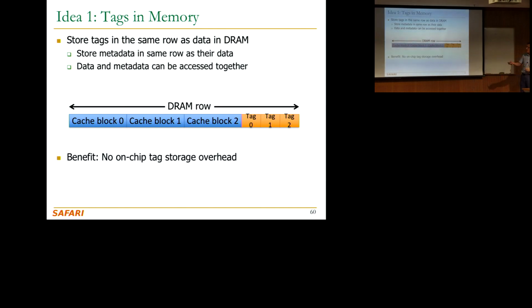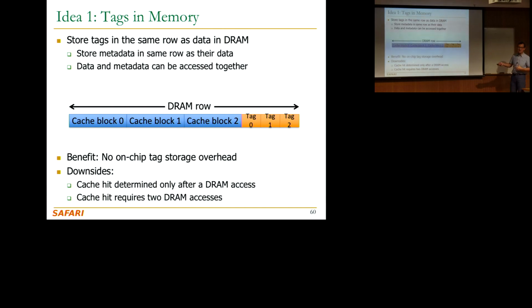Okay, so the big benefit of this is there's no need for tag storage on chip, right? You have the tag storage inside the DRAM completely. But in order to check whether some cache block exists in DRAM, you need to access DRAM. So it costs you a DRAM access regardless. Cache hit is determined only after DRAM access. And a cache hit actually requires 2 DRAM accesses. The first one is to check the tag. And if the tag matches, you access the data. The hope is that the second access is a row buffer hit because you're storing the data and the tags in the same row. So that's the first idea.